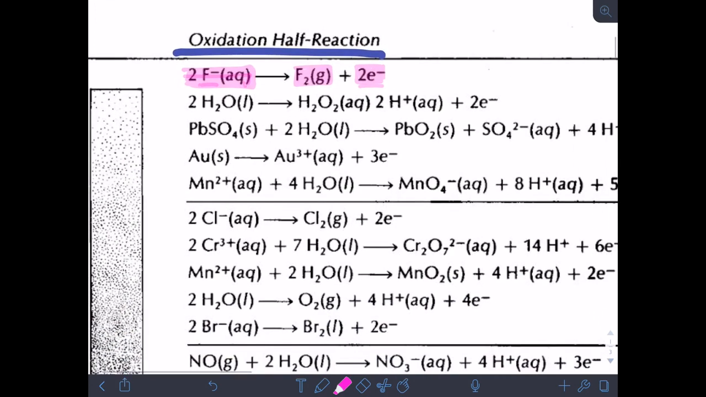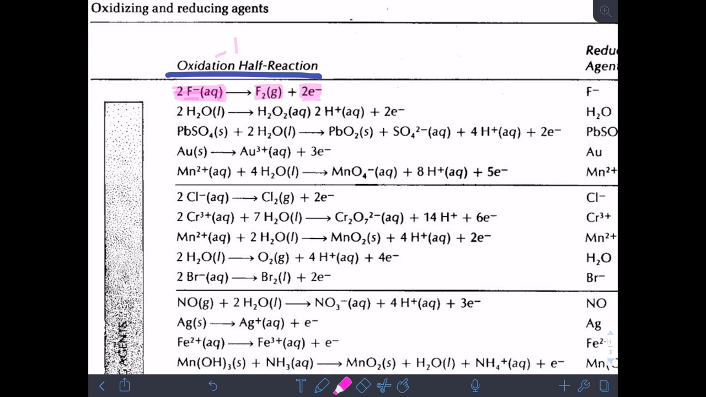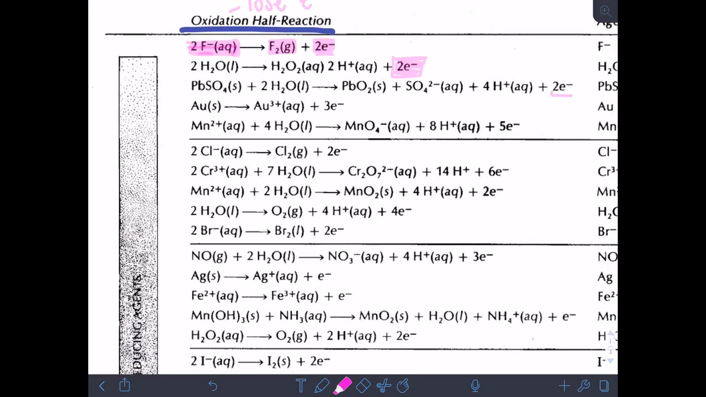And we can see that is the case for all of our oxidation half reactions, that the electrons will appear on the product side of the reaction. This is because oxidation means to lose electrons. And so it's one of the products. It's a product of oxidation that you make electrons. So all of the oxidation half reactions will have the electrons on the product side.